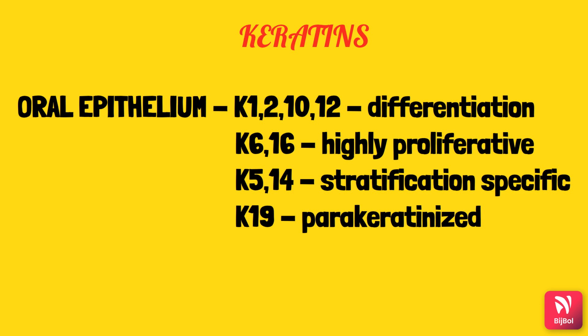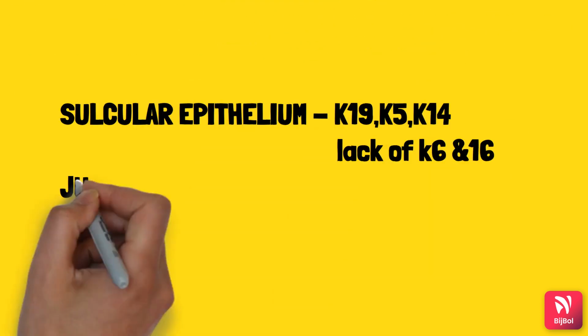So the oral epithelium is keratinized or parakeratinized, right? If it is parakeratinized, we see this K19 type of epithelia. Here an important point is that when I say K1, it has the highest molecular weight. When I say K19, it has the lowest molecular weight. So the numbering of the keratins is inversely proportional to the molecular weight.